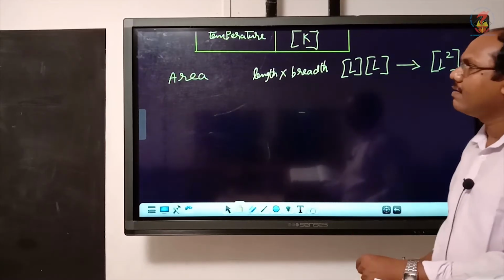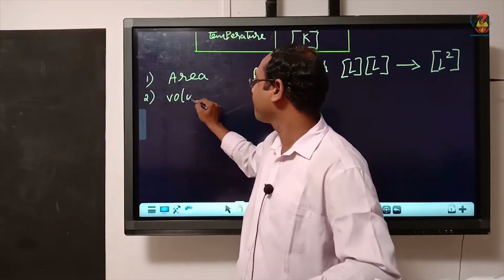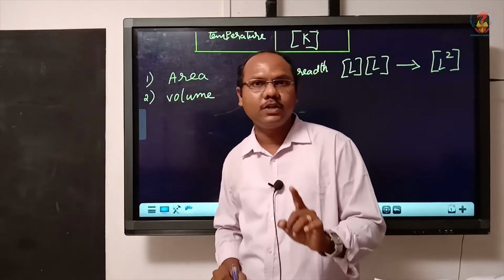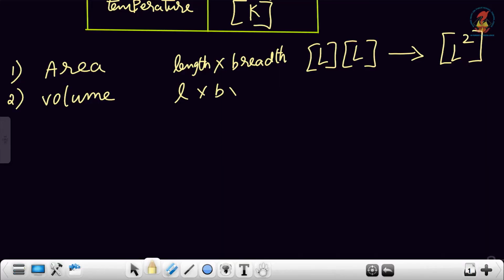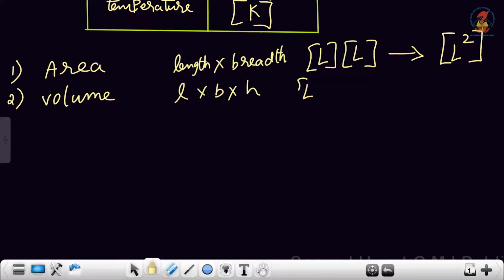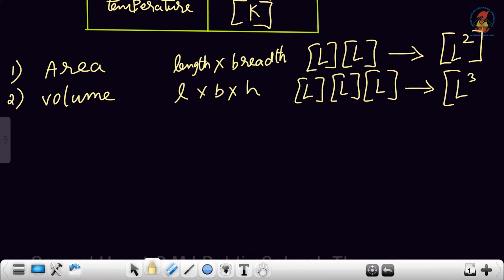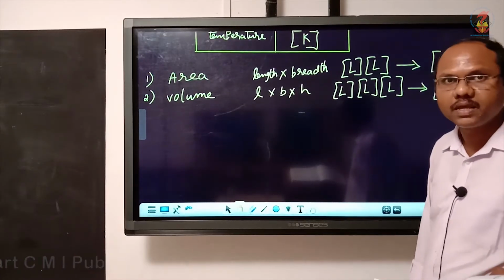Now let us see the dimension of volume. Volume is length into breadth into height, LBH. I just write the formula LBH, but all these are length measurements itself. Therefore L into L into L. That means L cube. So that is the volume.